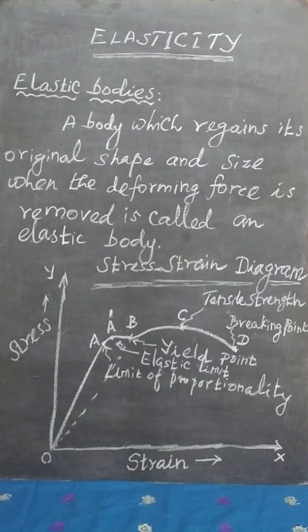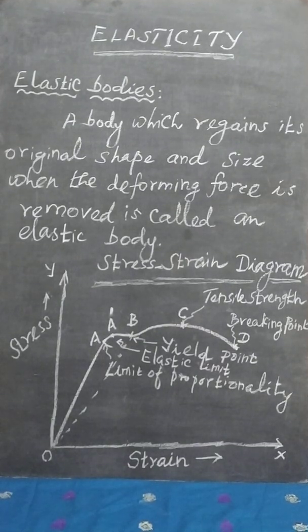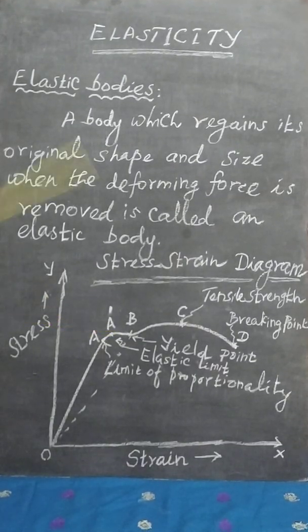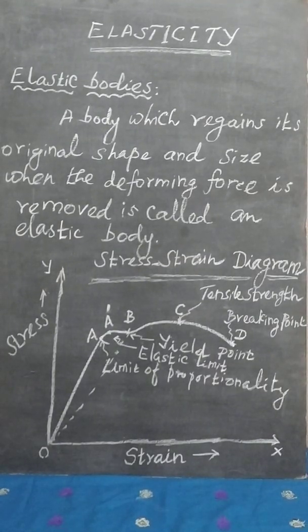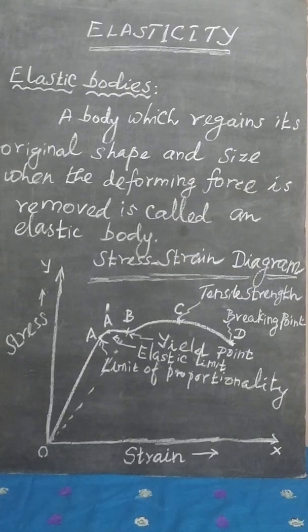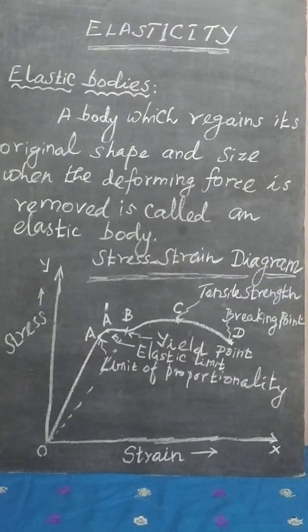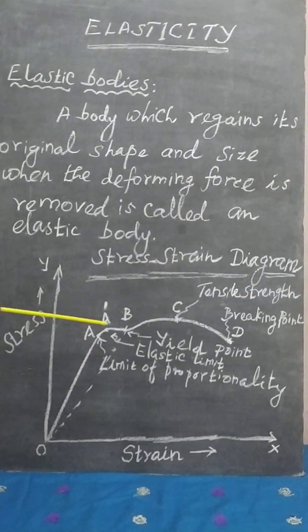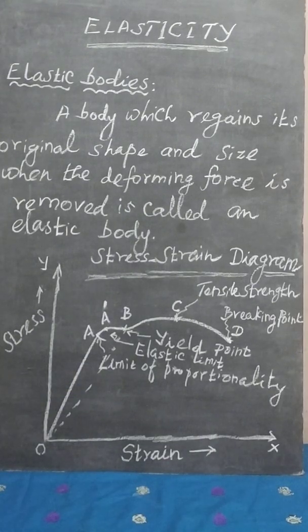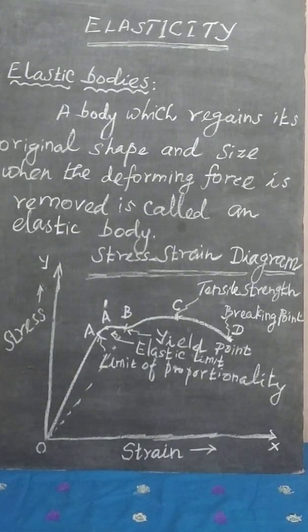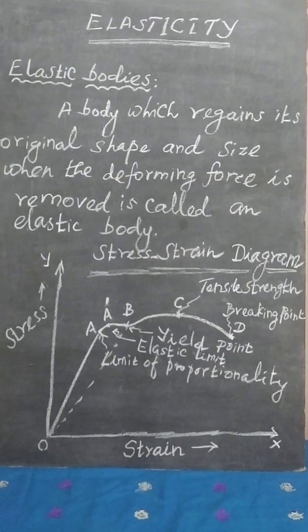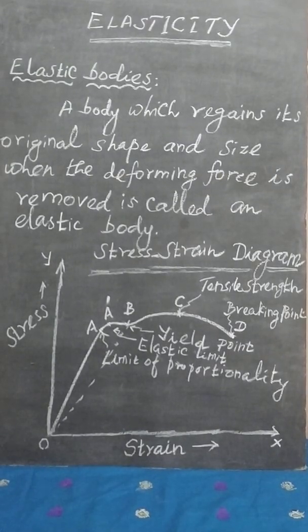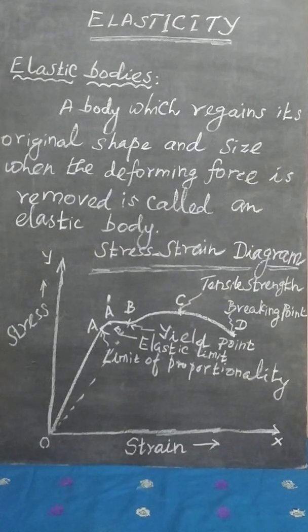So, what is the meaning of this limit? Everything has a limit. From the word elastic limit, everyone can understand. Beyond this stress value or beyond this load, when we increase the load, the material will never come back to the original position. That's why it is called the elastic limit. So, beyond this value, the material will slowly lose its elastic property.